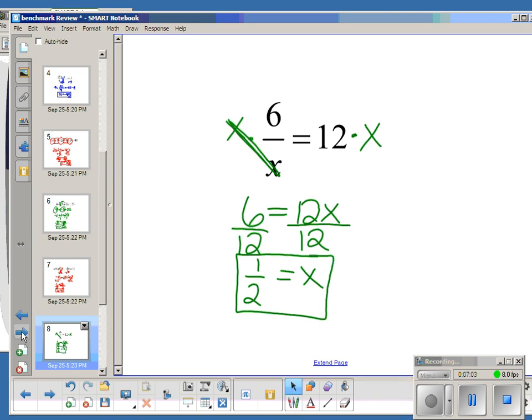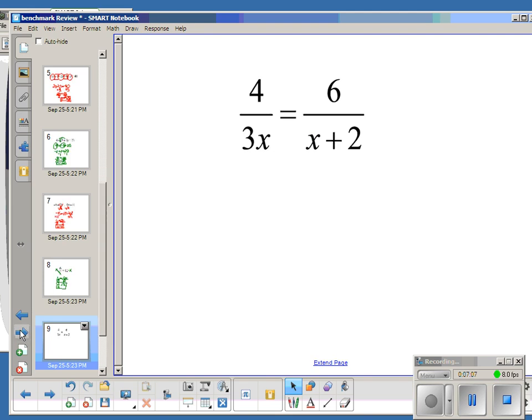So this may be one of the ones you got stuck on the benchmark, or maybe this one. So I want you to pause it and see what you think you would do for this one. Right, so you're noticing that we have variables on the bottom, division. We don't like that. This is one of the rare cases that you can cross multiply because they're both set up like a proportion. So if I cross multiply, I have to remember to put parentheses around this.